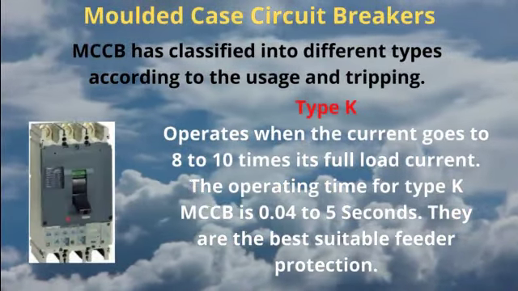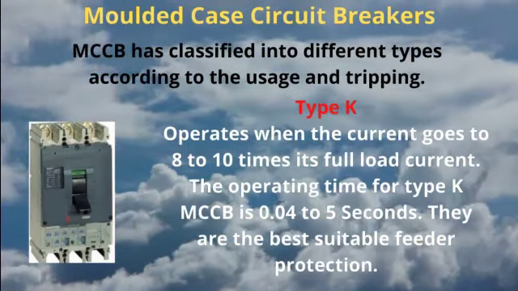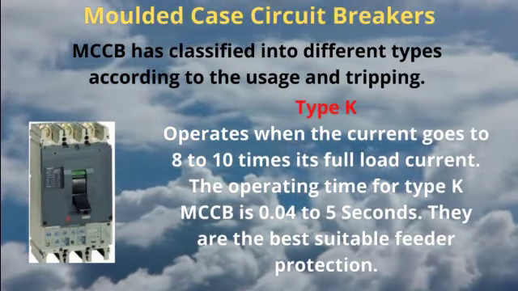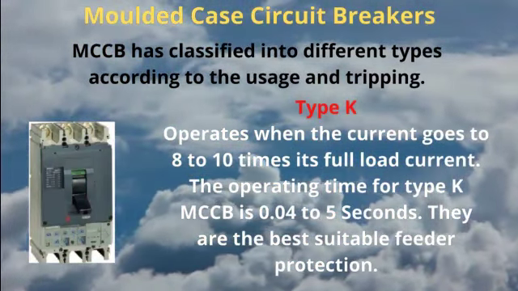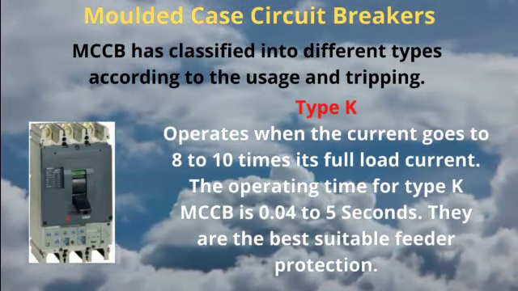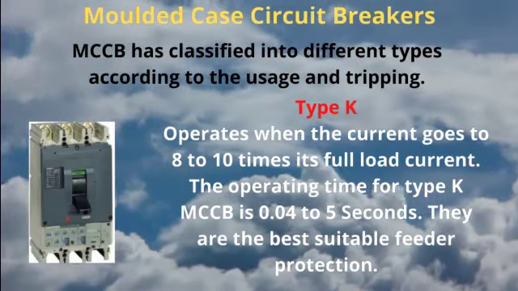Type K operates when the current goes to 8 to 10 times its full load current. The operating time for Type K MCCB is 0.04 to 5 seconds. They are best suited for feeder protection.